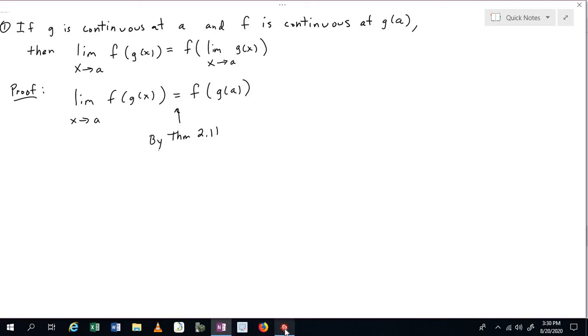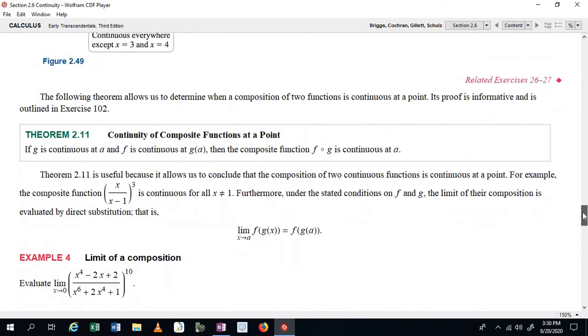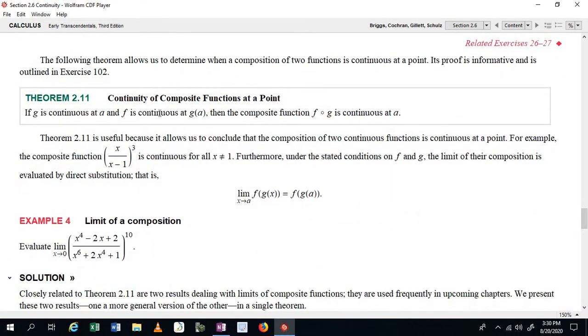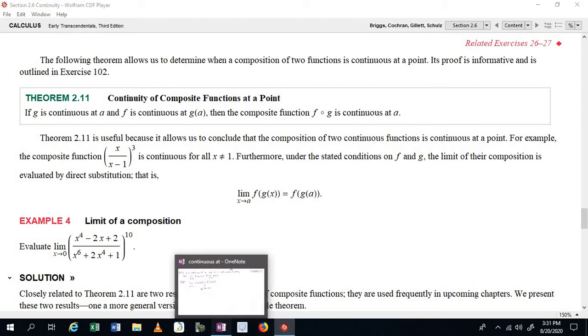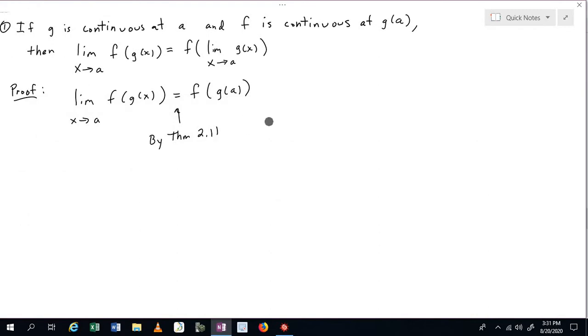Okay, so let's go back and look at that theorem real quick. It said if g is continuous at a and f is continuous at g of a, then the composition function f composed with g is also continuous at a. Now, if f composed with g is continuous at a, then by the definition of continuity, this limit as x approaches a of this composition is the same as f evaluated at g of a. Okay, so that's where we're getting this. We know those are equal by Theorem 211.